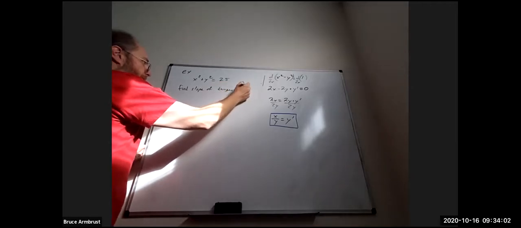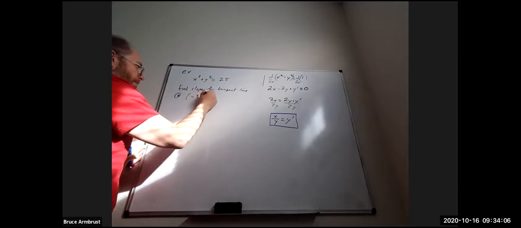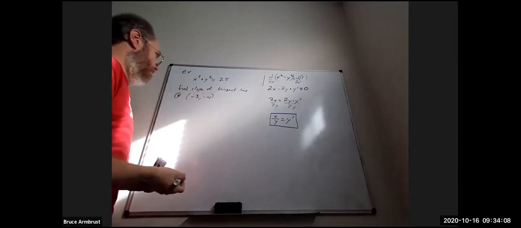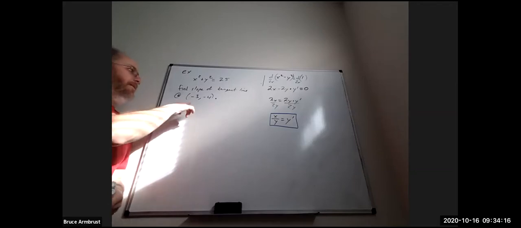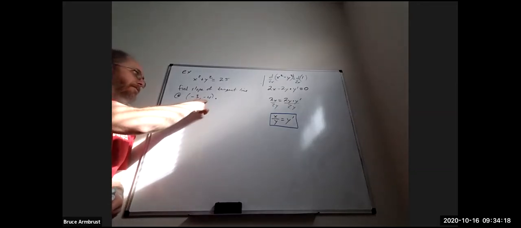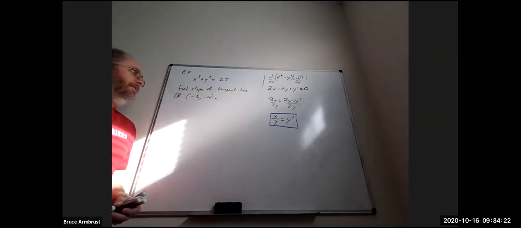And I'm going to give you a specific point. Let's go with (-3, -4). So there's a point on the circle. You can see if you plug those in, -3 squared is 9, -4 squared is 16, 9 plus 16 is 25. So let's see if we can find the slope of the tangent line there.